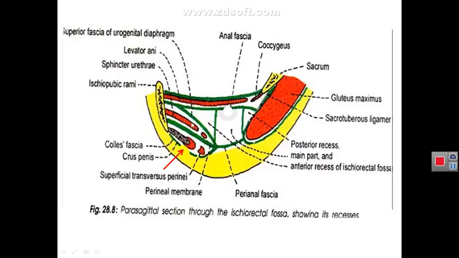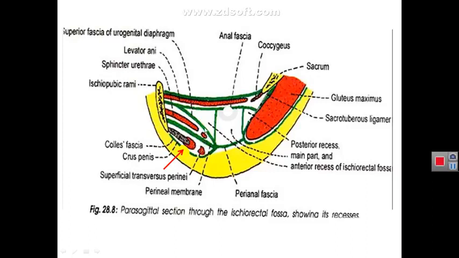The space between the superior and inferior fascia of the urogenital diaphragm is called the deep perineal space, while the space between the inferior fascia of the urogenital diaphragm and Colles fascia is called the superficial perineal space. You can see that the deep perineal space, between the superior and inferior fascia of the urogenital diaphragm, contains the muscle that encloses the urethra, which is the sphincter urethrae muscle, and a transverse muscle, the transverse perineal muscle. Both of these are contents of this deep space, and the superficial space contains the superficial transverse perineal muscle and the root of the penis or clitoris.